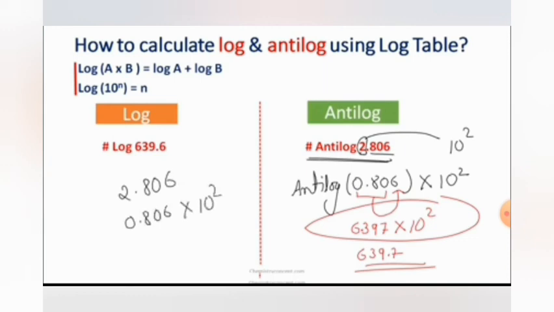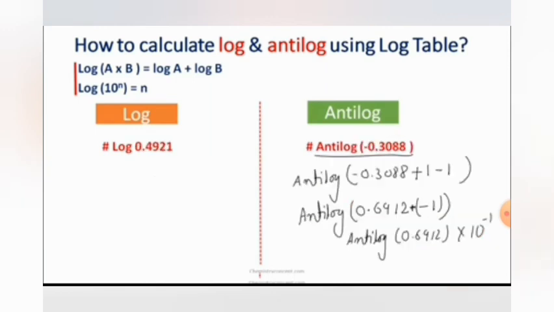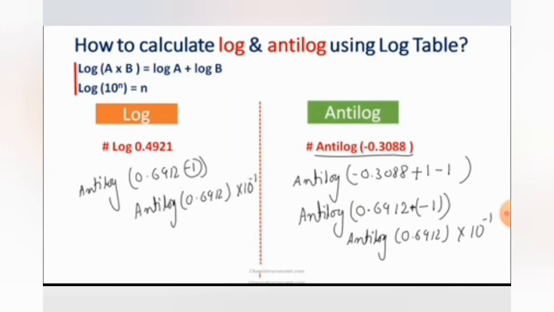And therefore, the antilog 2.806 becomes 0.806, like that. Antilog of 0.6912 into 10 raised to minus 1 can be written as divided by 10. Therefore, antilog 0.6912 into 10 raised to minus 1. Take the antilog value of 0.6912. So, you know how to take the antilog value of this number.